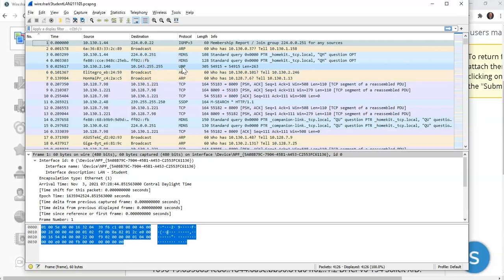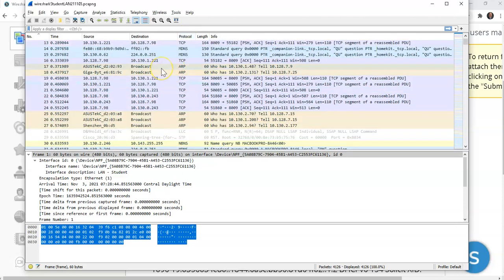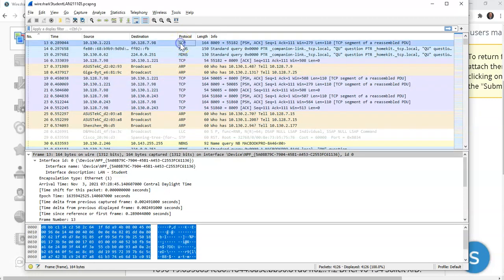UDP, I'm not sure why I saw some of this traffic, knowing what my IP address is. IGMPv3. I'll give you a clue. TCP protocol is not broadcast. So I will only see TCP that's either coming from me or coming to me.